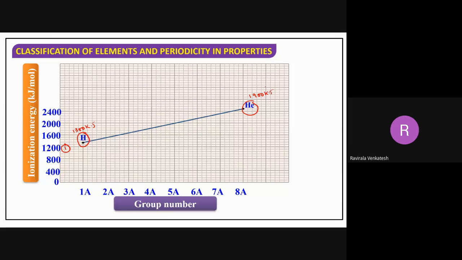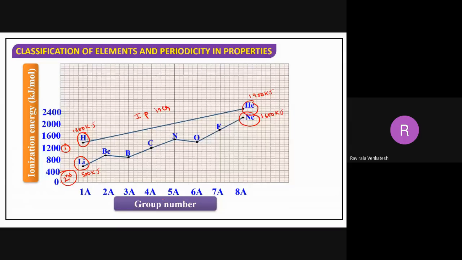So left to right in the first period, ionization potentials are increasing. According to the rule it is going fine, no problem for us. If you remember the rule, no problem. If you observe the second period elements here, also it should increase. Lithium is having around 500 kilojoules and neon roughly 1600 kilojoules. Yes, it is also increasing, no problem.